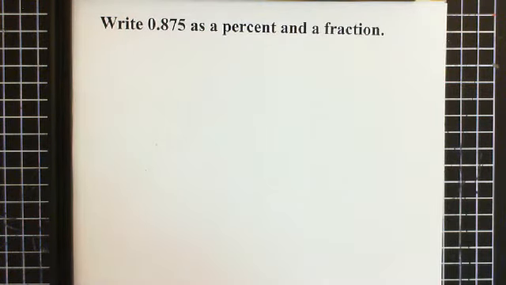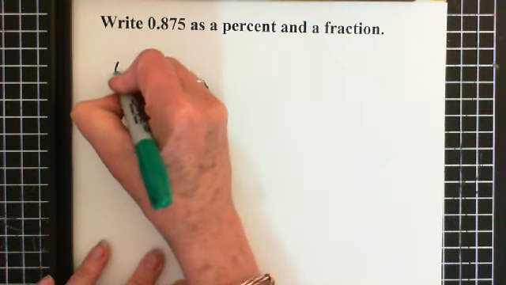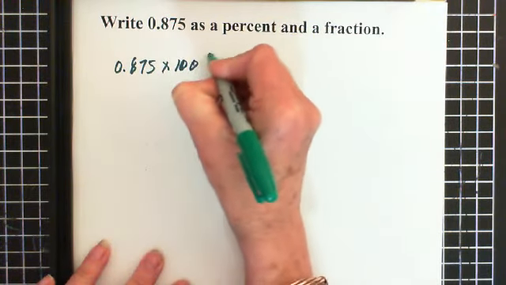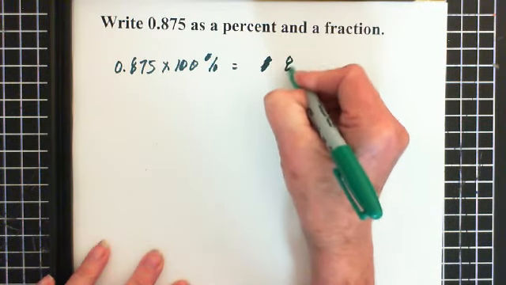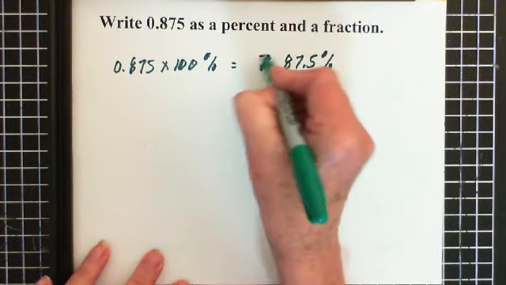Last question. Write 0.875 as a percent and as a fraction. So again, pause the video, work on the question, and then turn it back on, and I'll be working through the question. So for 0.875 as a percent, we take our 0.875, multiply it by 100%, and that gives us 87.5%. This is just a mistake here, sorry.